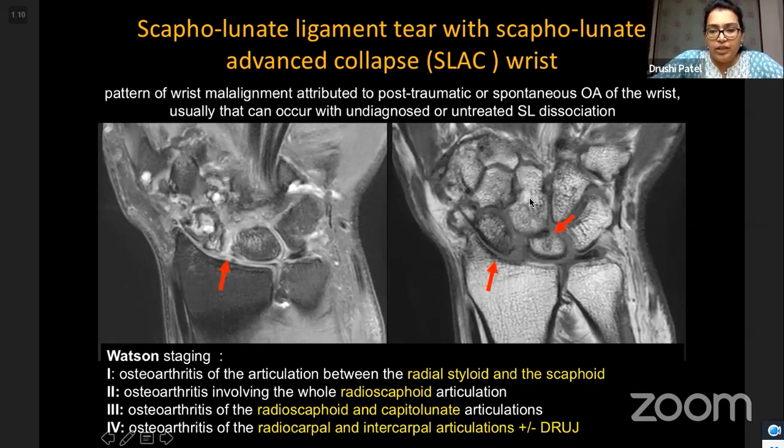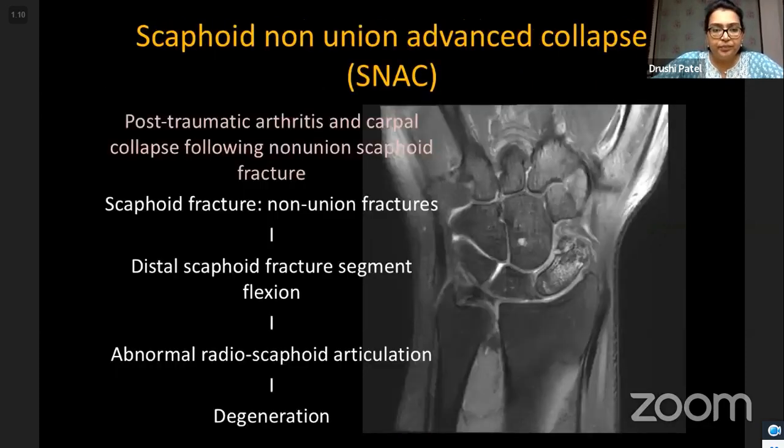Then the osteoarthritic changes or the cartilage loss involves the capitolunate joint. Later, the other radiocarpal joints and the scaphotrapezio-trapezoidal joints are involved. And lastly, it is the distal radio-ulnar joint that is involved. So when osteoarthritic changes occur between the radiocarpal and intercarpal joints as a result of scapholunate ligament tear and dissociation, that is known as the SLAC wrist.